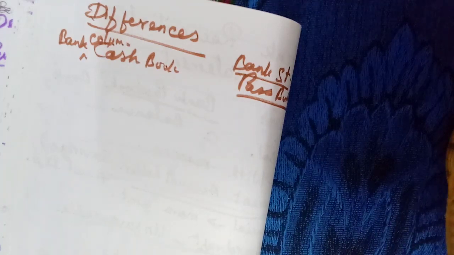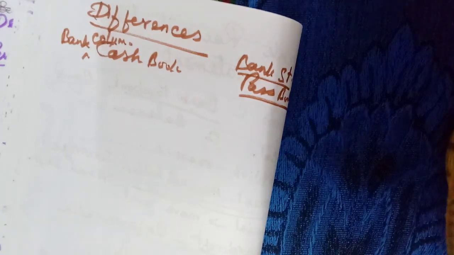But we may not know on which date they are making the payment or collecting the cash. We will enter these transactions only once we receive the bank statement or bank passbook, when we see the bank passbook. So that is why the date is different, isn't it?